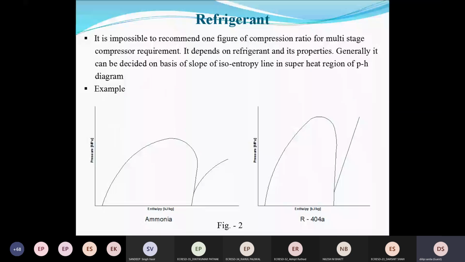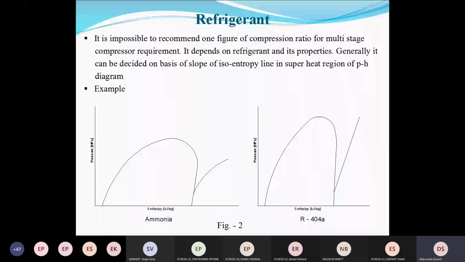Now somebody will ask me, what's the compression ratio for single stage and multi-stage? Friends, it is very difficult to say because it depends upon the refrigerant. As I have already shown you, in the case of ammonia, the discharge temperature at minus 40 to plus 40 is 200 degrees centigrade, and R404A is only 60 degrees. It is difficult to specify what compression ratio requires a two-stage or three-stage refrigeration system. It is impossible to recommend one figure of compression ratio for multi-stage compression requirement. It depends on the refrigerant and its property.